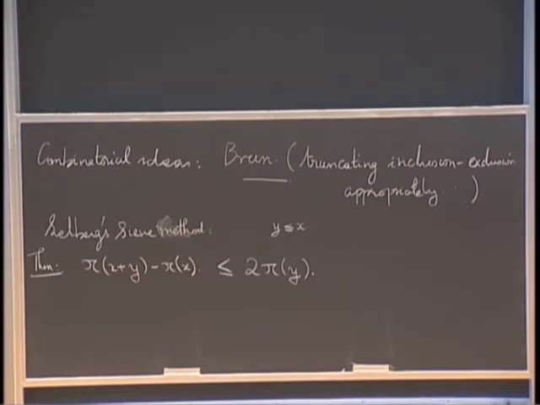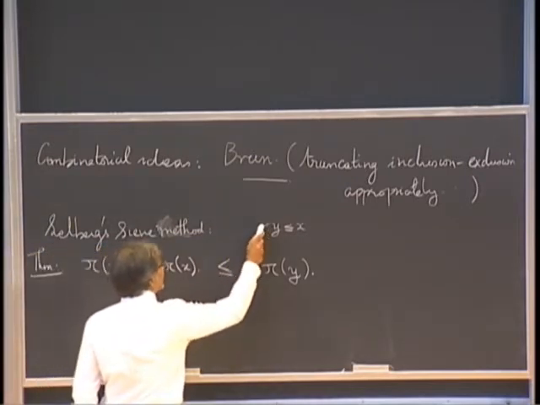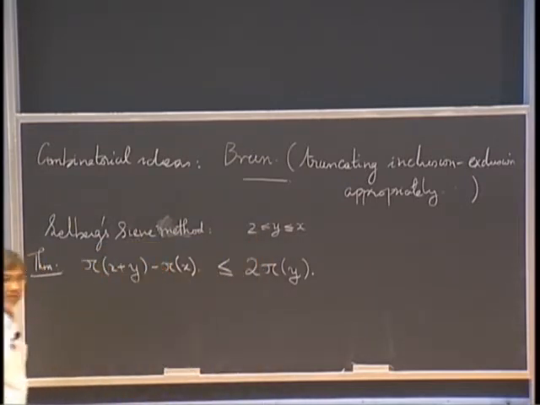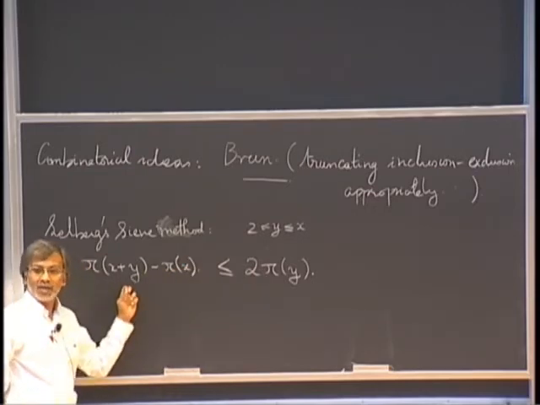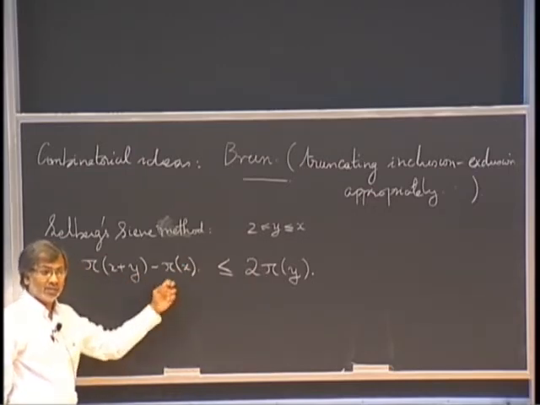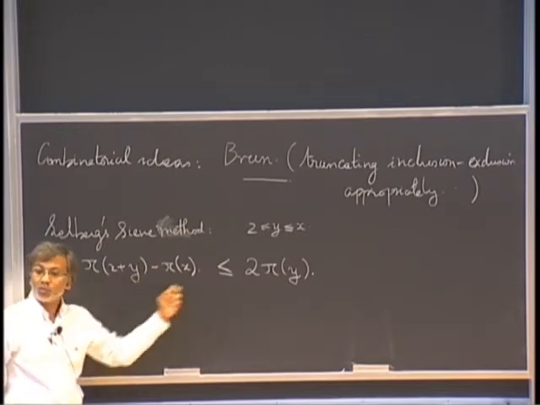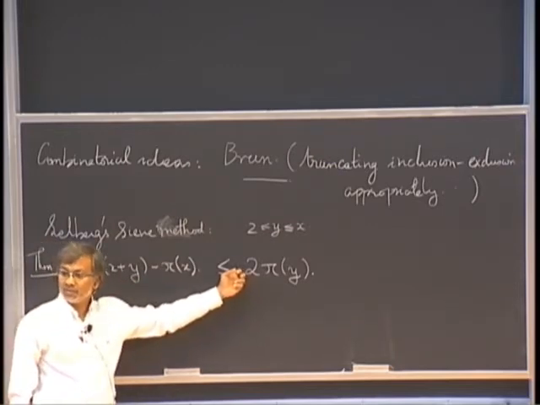Okay? And this is true for all values of x and all values of y. Let's say y is at least 2 or something like that. So it's a pretty remarkable theorem. It tells you that if you take any interval of length 1,000, the number of primes in that interval cannot be more than twice the number of primes up to 1,000.